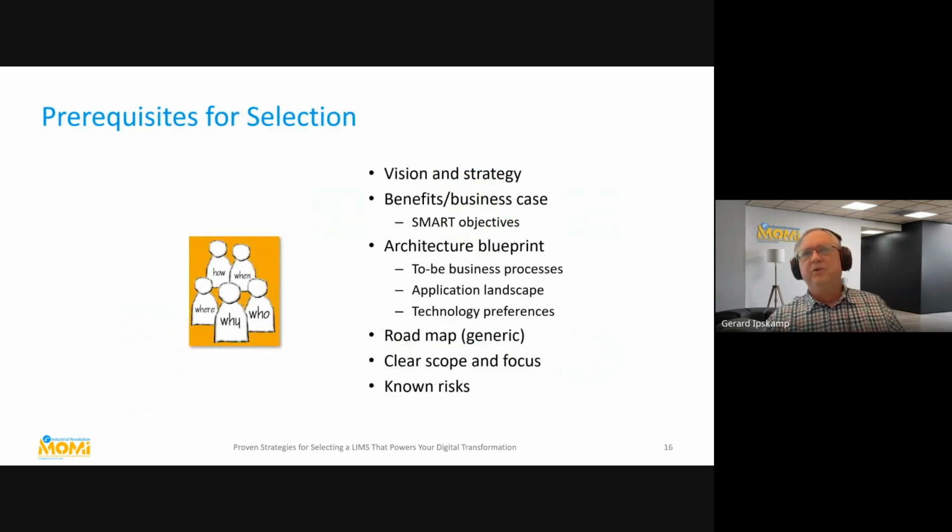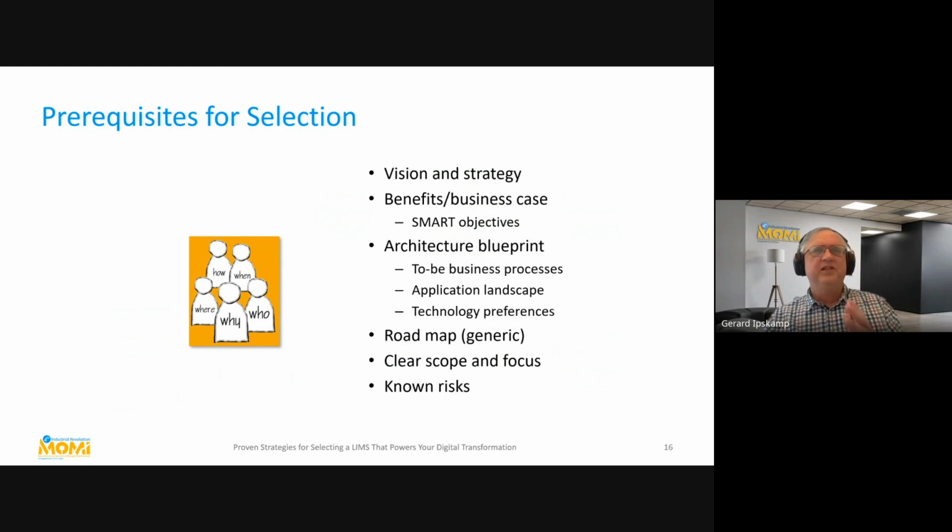Prerequisites. Now, what we always say is, when you want to start a clean selection, then you should have all these things: a vision, a benefit case, an architecture, a roadmap. So if you do multi-laboratory rollouts, then which one first and which one second, and so generically, clear scope, clear focus. Again, this is the scope and the focus for the selection, so that the project can be smaller, and the known risks that you might have.